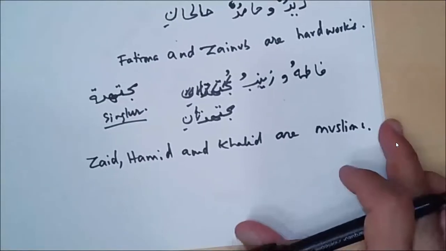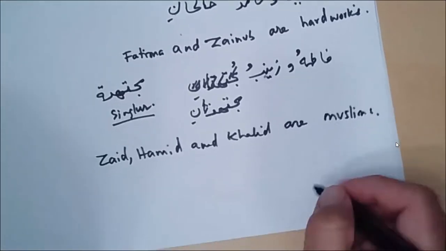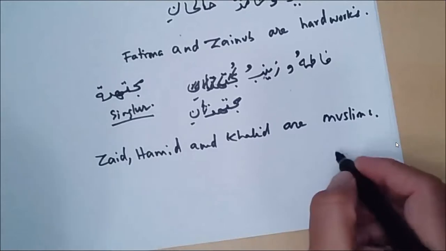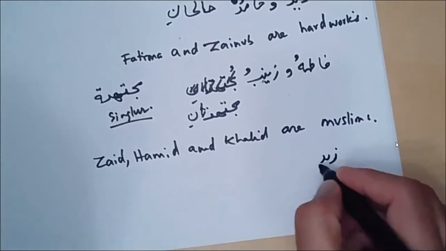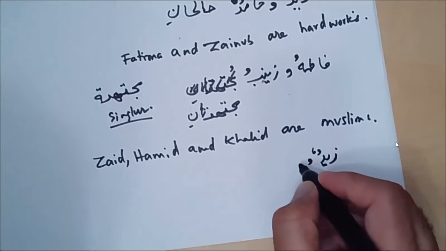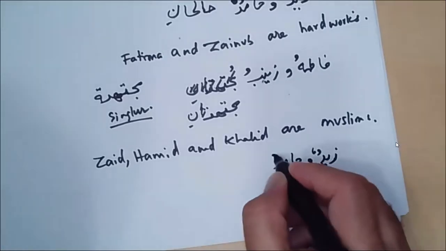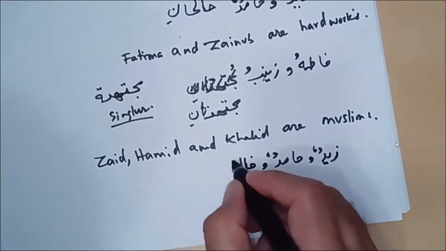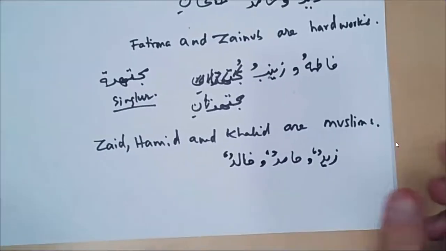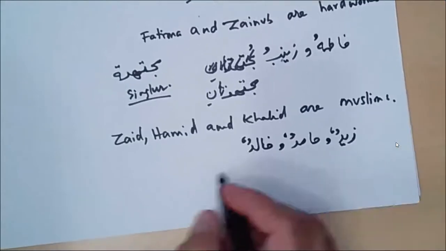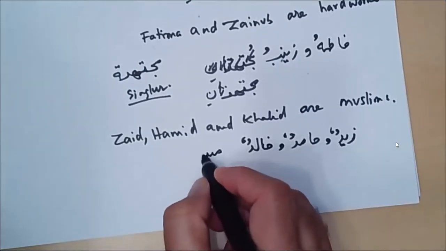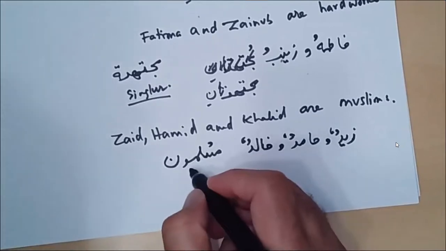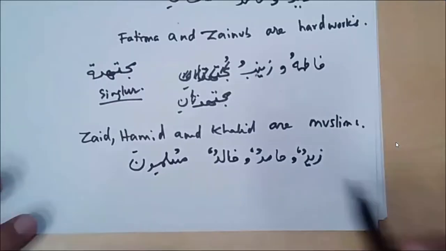So what is the mubtada here? All three: Zaid, Hamid, and Khalid. So Zaydun wa Hamidun wa Khalidun. Now, how many are these people? Muslimuna. Why Muslimuna? So it's a plural, because there are more than two.